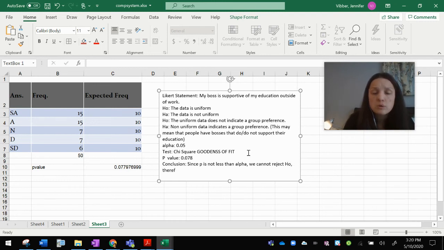Therefore, we retain the possibility that the data is uniform. Therefore, there's not a group agreement, disagreement on boss support.